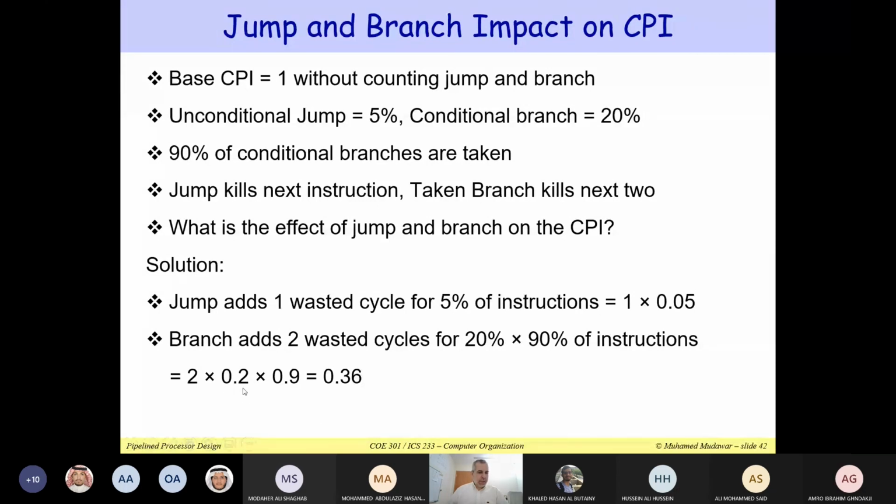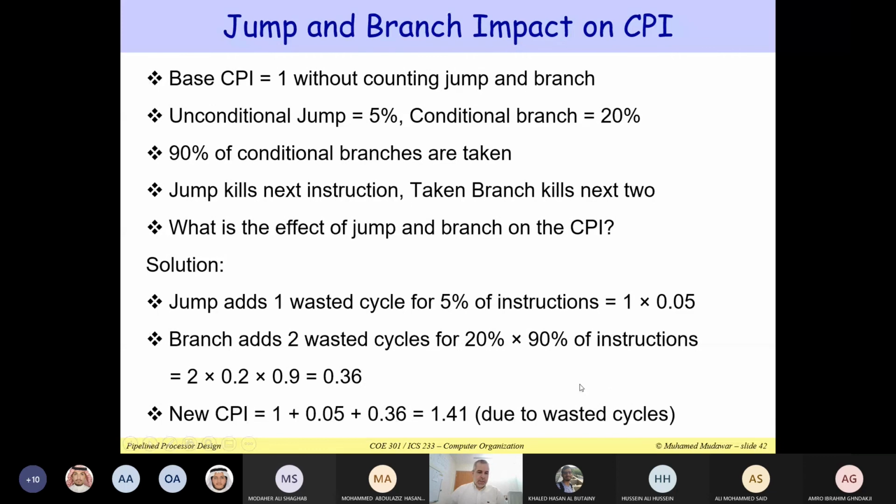Because we have here 20% of the instructions are branches and 90% are taken, we get 0.36 wasted cycles per instruction on average. So now we have wasted 0.05 cycles per instruction on average for the jumps, and 0.36. So we start with the base, so the new CPI becomes 1 plus 0.05 plus 0.36. So we get 1.41. Notice that the 0.41 is the average number of wasted cycles per instruction.